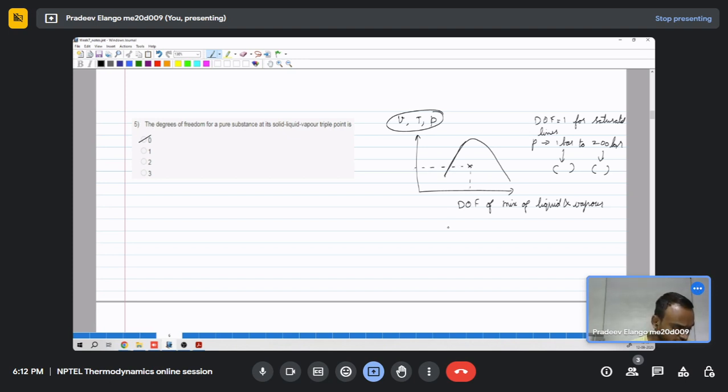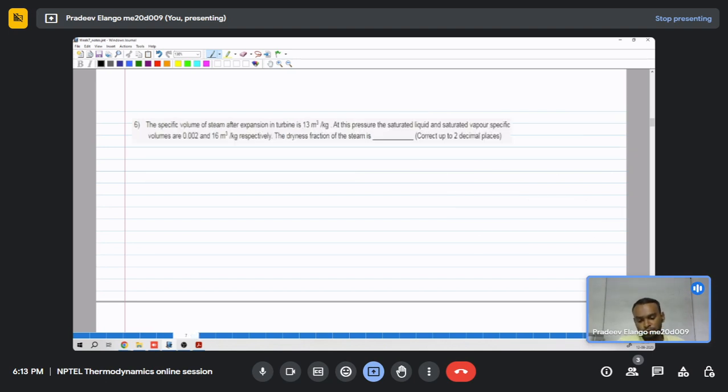So dryness fraction will be x equal to mass of the vapor divided by mass of fluid plus mass of vapor. So this is dryness fraction. So in a mixture of liquid and vapor you have 2 degrees of freedom. But for a triple point you do not have any degree of freedom.